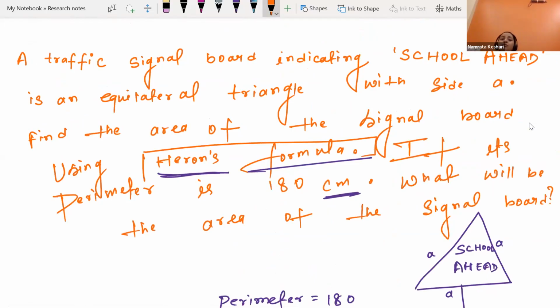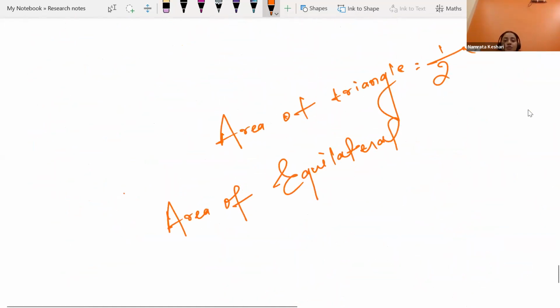Why is it written? Why was it not written in the other question? Because this question can be done in so many different ways. Since Heron's formula is mentioned, we are bound to use Heron's formula. Otherwise, we would have used the area of an equilateral triangle formula, that is root 3 by 4 a square. Now the question is, from where did this formula suddenly come? Let me tell you.